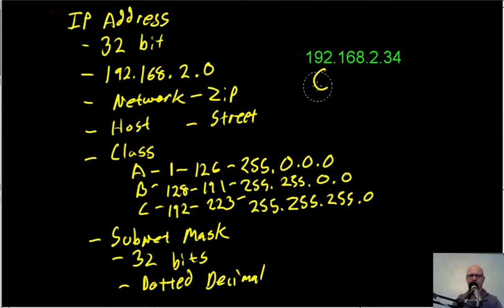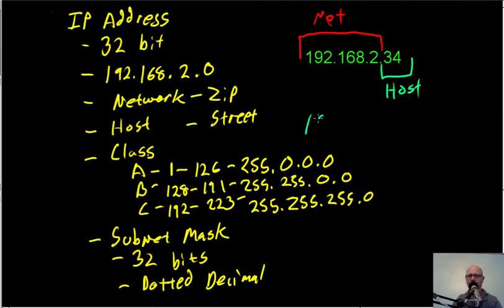So this address here, being a class C, our subnet mask tells us that these first three octets are our network portion of the address. So that's like our zip code. And then the last octet is our host portion. When routers are passing this packet throughout their networks and looking at their routing tables, they're not looking at that .34. They're looking at 192.168.2.0. They're trying to find that network.